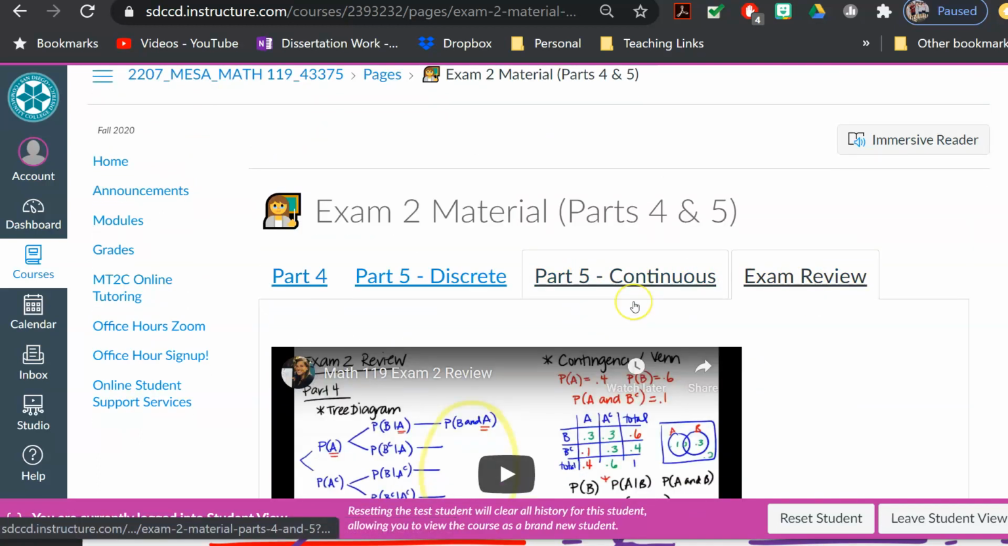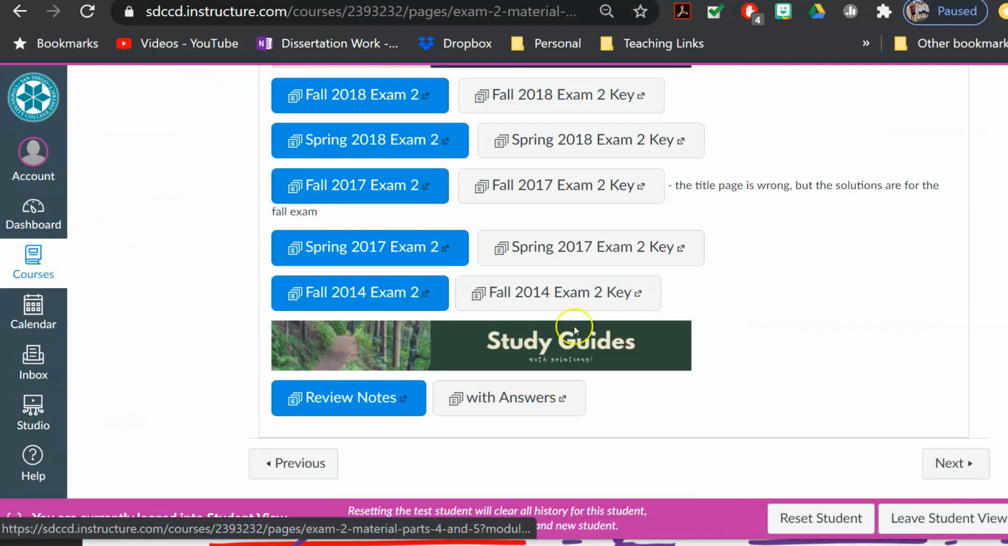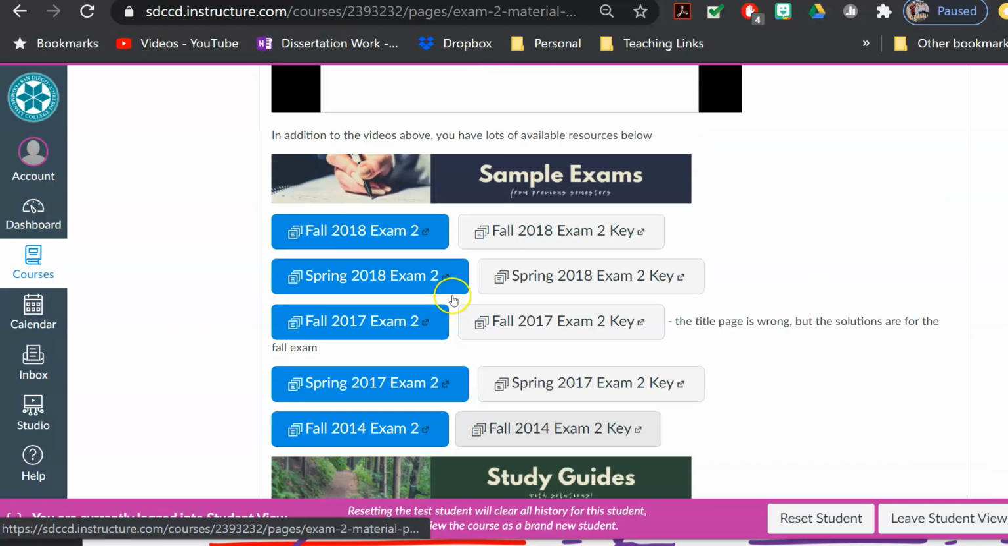You also have, of course, the exam review area where there is a set of a study guide. This is a little more integrated. Both of the sections are together versus before when they were each separate. But again, this will work you through the most common types of problems, and you have solutions available to you as well. Of course, you have all of the sample exams as well.